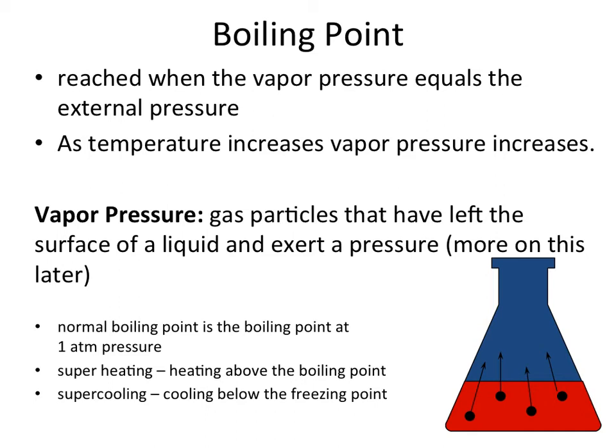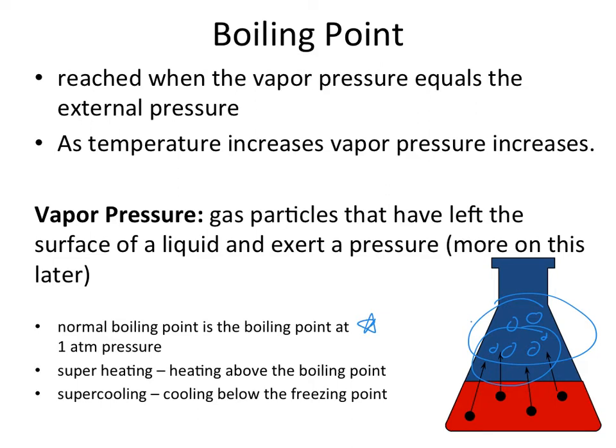Basically, what happens is as you heat a substance, or as energy is inputted into a substance, particles in the liquid phase are going to leave the liquid phase and enter the gas phase, right? Okay, and eventually a bunch of the gas particles are going to build up above the surface of the liquid. And when that vapor pressure that's exerted by the gaseous particles above the liquid is equal to the external pressure, so usually atmospheric pressure, that's when boiling is going to occur. And at normal boiling point, that's going to happen at 1 atm pressure, 1 atmosphere.